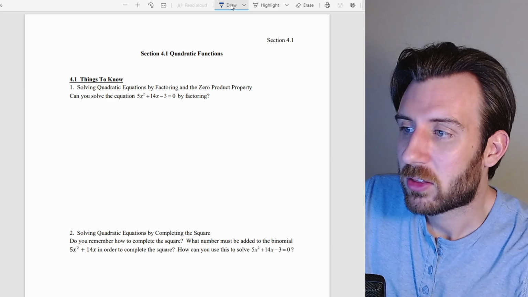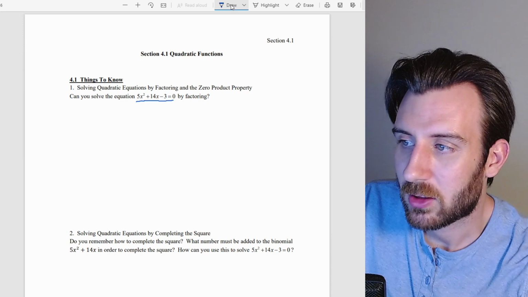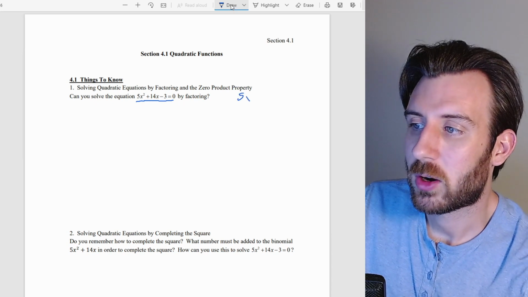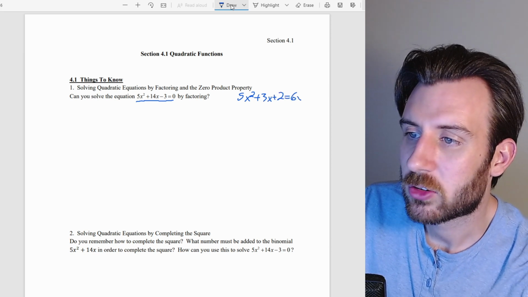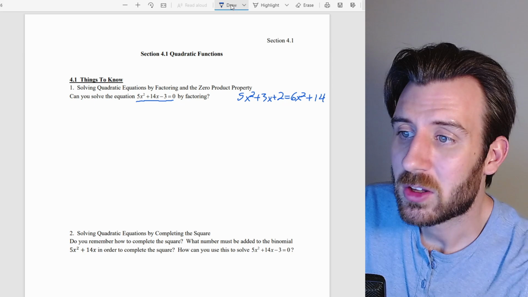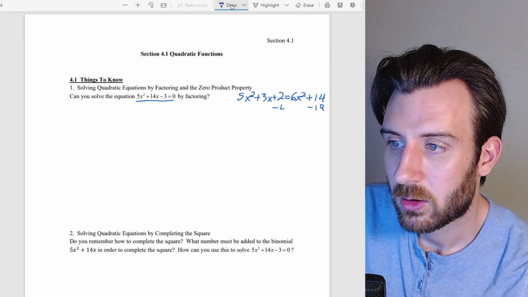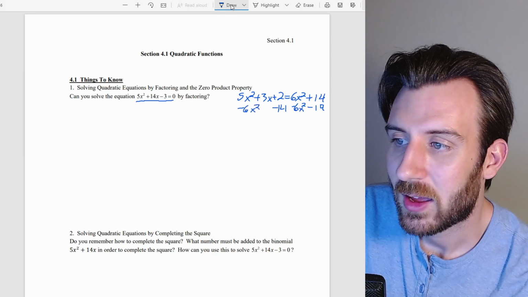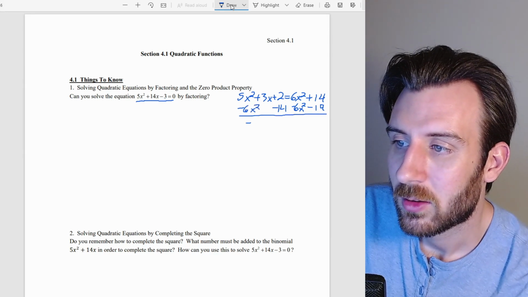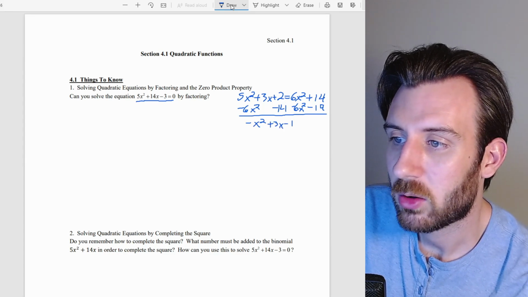Now, the interesting thing that I don't know that we always mention as well is that the problems don't even have to be well set up like this. Let's take, for example, a situation where I had 5x squared plus 3x plus 2 equals 6x squared plus 14. We can always take these kinds of problems, and if we just subtract 14 from both sides, and subtract 6x squared from both sides, we can always just look at these as being the same things. Negative x squared plus 3x minus 12 equals 0.